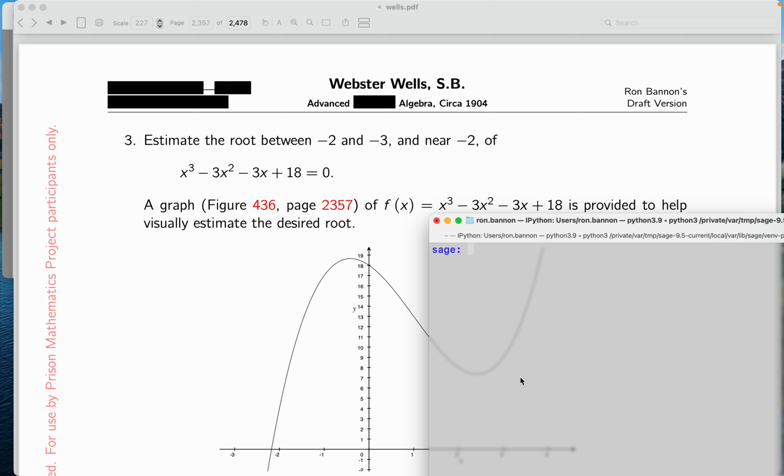This is the third problem. You're getting the knack of it. And let's write this down. So reset. By the way, I'm not defining x to be a variable because in Sage it's automatically a variable.